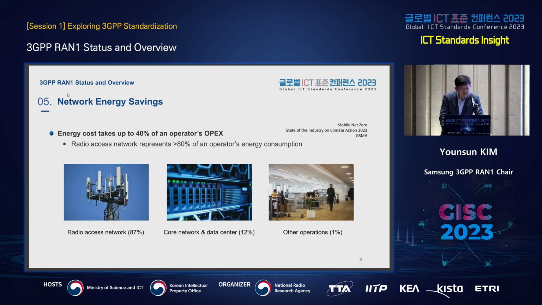And then network energy savings. Now this item is new for RAN1. And the motivation comes, of course, from the operators. Right now, the energy cost takes up to 40% of an operator's OPEX. And for that 40% take on the operator's OPEX, about 87% is taken up by the base station, basically the RF circuitry which generates the signal that's being sent to the terminal. So the question for us and the task that we were given to RAN1 was, can we do something about this? Can we reduce the energy consumption at the base station?